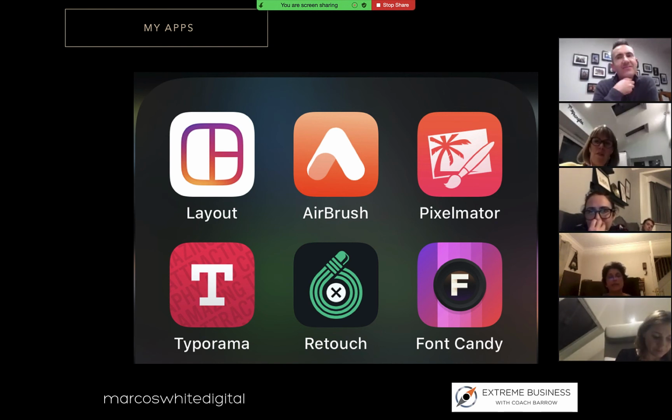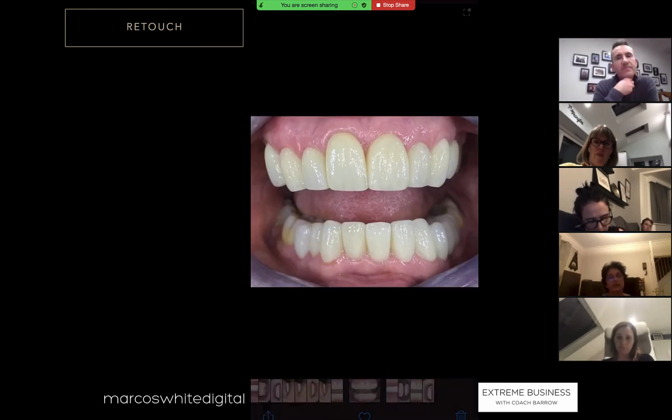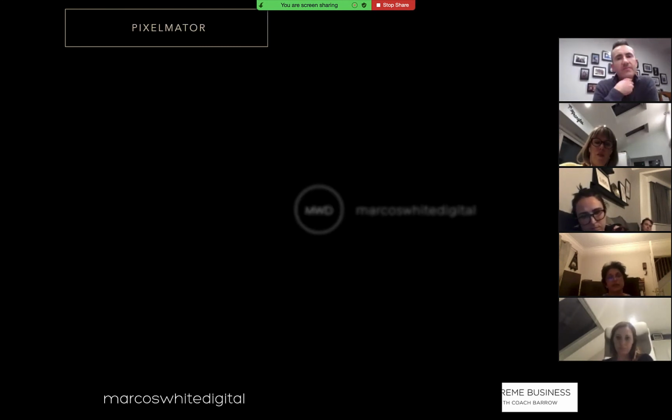So these are some apps we use for post-production. Layouts, you can do before and after. Airbrush, you can whiten some teeth. Pixelmator, so you can get rid of spit strings. Typorama, so you can put your practice brand on. And Retouch, so that you can create those black backdrops to the teeth without using actual retractors, without using contrasters, sorry. So we'll skip on that.